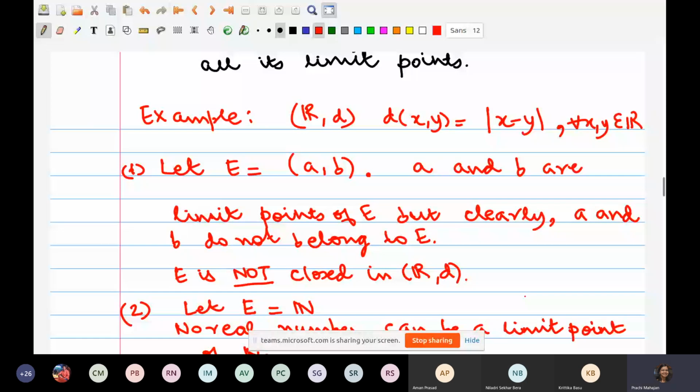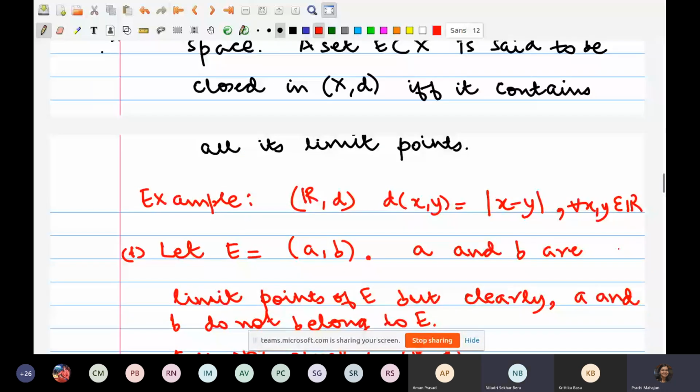All I'm trying to say is the endpoint A is a limit point, but A does not belong to the set E. So this set clearly does not contain all of its limit points. In particular, it does not contain the point A and the point B, which are limit points of this set. So hence E cannot be closed. Does that answer your question? Yes? Okay. All right.